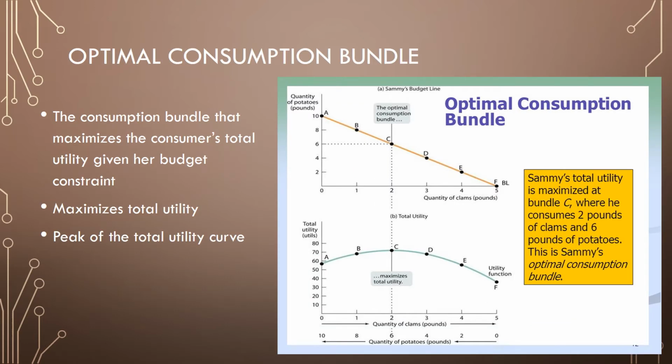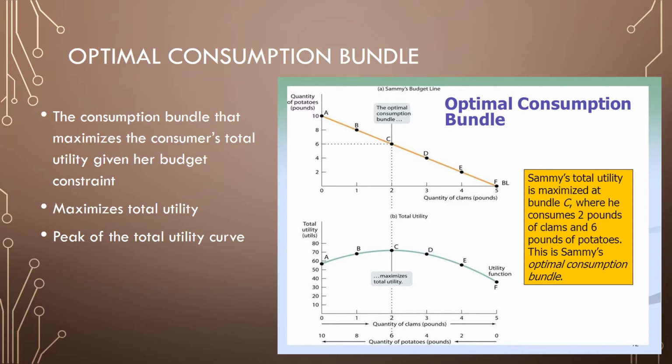So how do we determine the optimal consumption bundle? How do we figure out whether she should buy only swimsuits or only flip-flops, or what combination of swimsuits and flip-flops is correct for her? So this is where optimal consumption comes into play. First of all, to define it, it's the consumption bundle that maximizes the consumer's total utility given her budget constraint. So we're not going to say that her optimal bundle is 10 swimsuits, because she can't afford 10 swimsuits. So it has to be within that budget line. It has to be somewhere on that budget line, because she can't go past that.